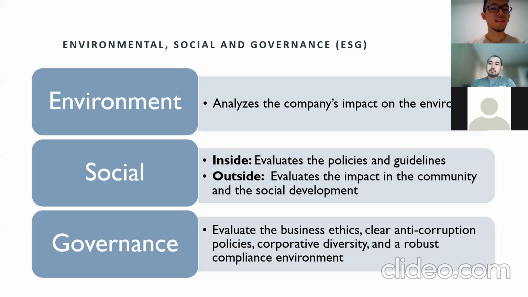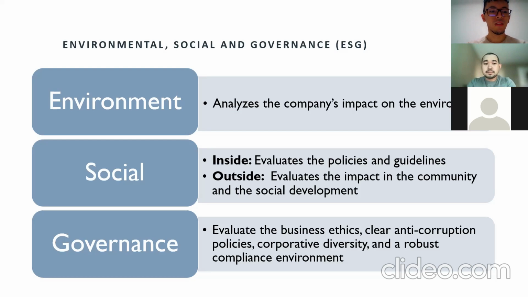The S is from social. Here we can check 2 aspects, inside and outside. The inside aspect evaluates the policies and guidelines that the companies have with the employees, and the outside is with the other companies. Here we can evaluate the impact on the community and social development. Community means the neighborhoods around the company, the factory, and also other partners like suppliers or customers.